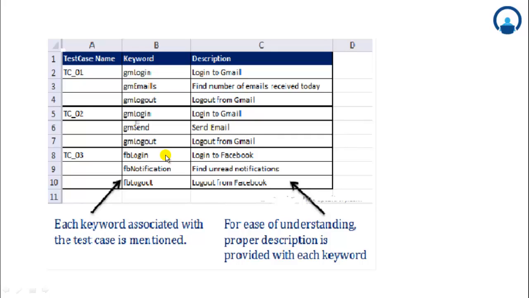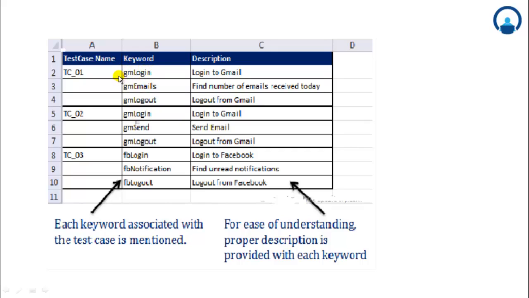Now what will I do with this keyword? As the name suggests, keyword framework, the keyword plays a very important role in this framework. Once you have broken down your test case into functionalities and identified the keywords for your functionalities, then this keyword is going to call the function which will execute that functionality. Now you can see that the login to Gmail functionality is the same for test case 1 and test case 2. So the keyword GM login will be the same for test case 1 and test case 2.